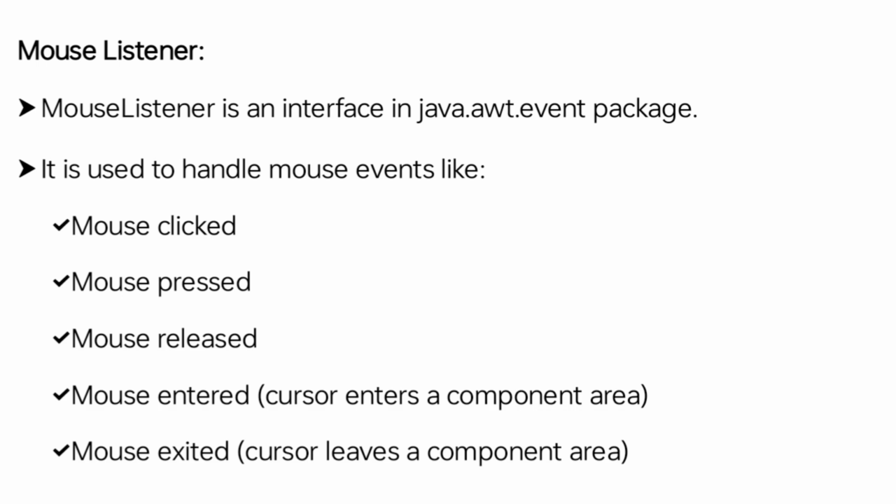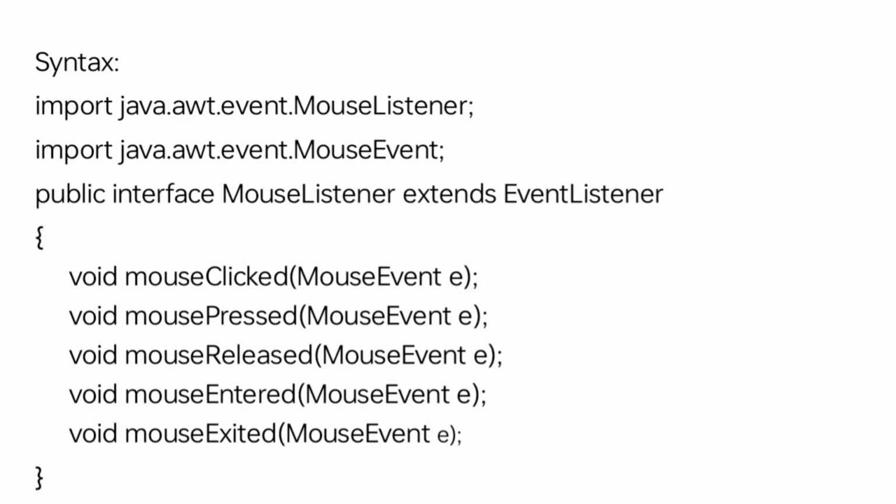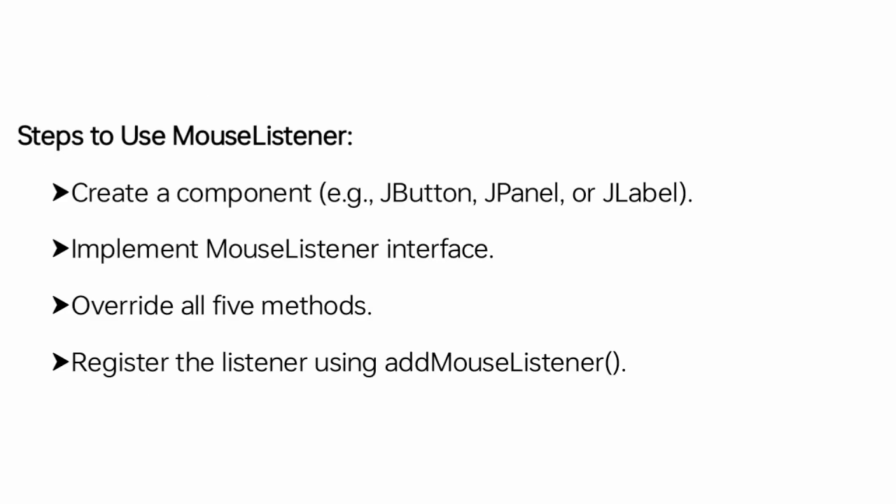So next one is mouse listener. Mouse listener means the mouse events that occur will be handled by the mouse listener interface. That means mouse events are mouse clicked, mouse pressed, released, entered, and mouse exited. So this is the syntax for mouse listener, which extends event listener.